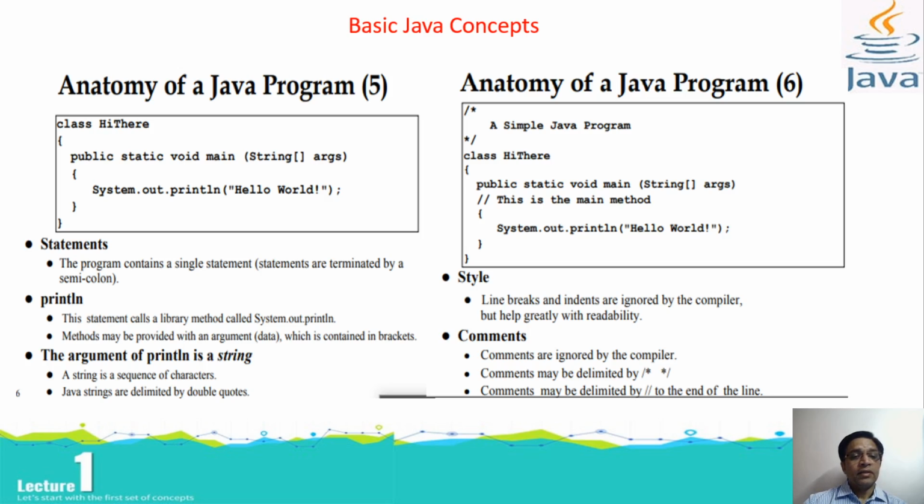And a method may have an argument or may not have an argument. If the argument is there, it has to be inside the parentheses, as given here: hello world is the argument for the println statement, so it is given inside the parentheses. Now the argument of print, as I have already explained, is a string. So the string is to be enclosed, or delimited, with double quotes.